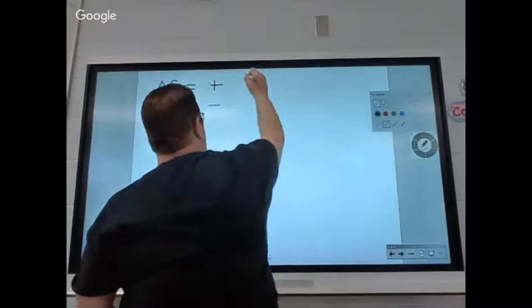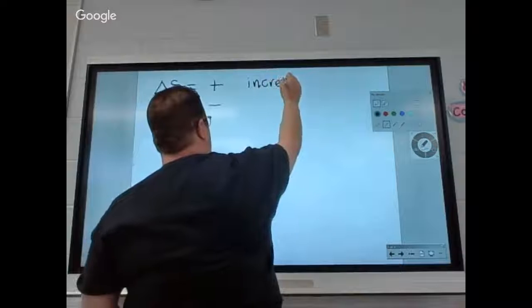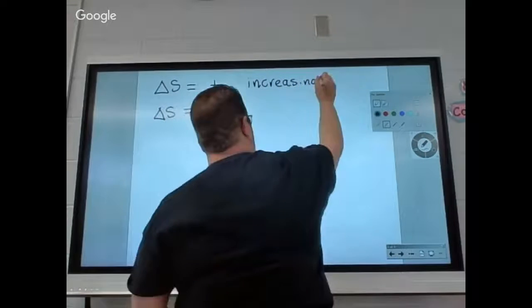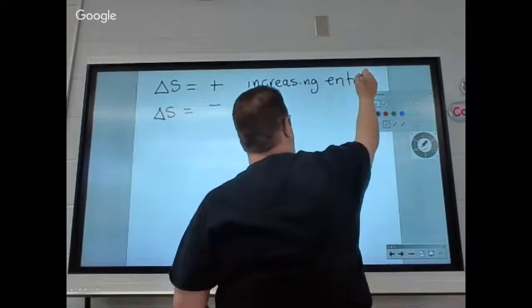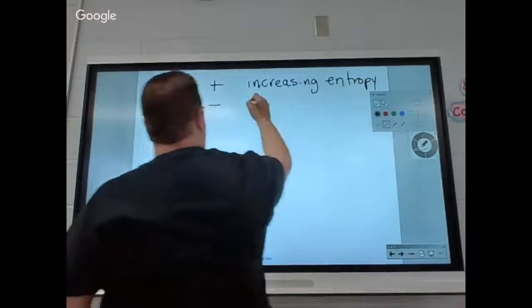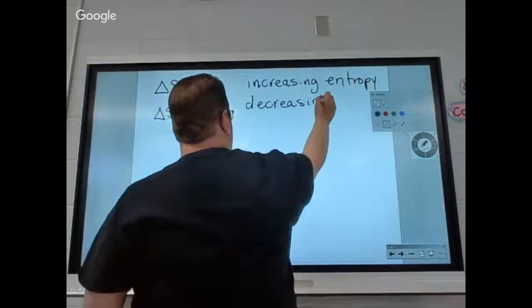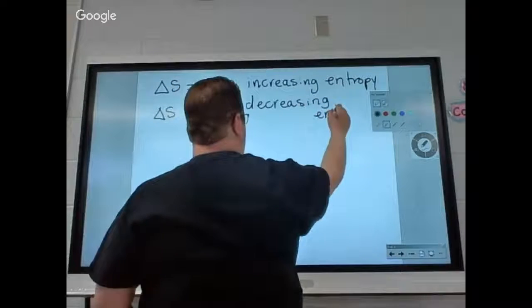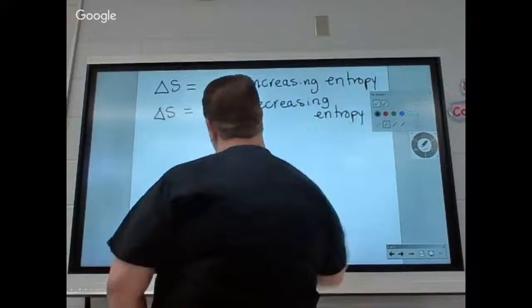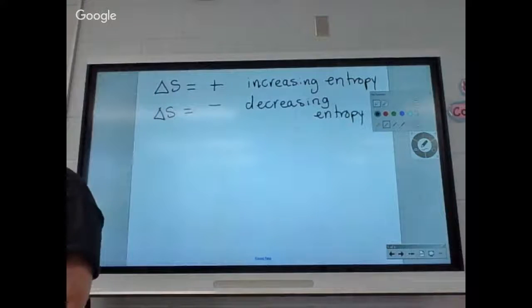This is increasing entropy. And this is decreasing. They curve in, and they don't touch back there. Decreasing entropy.